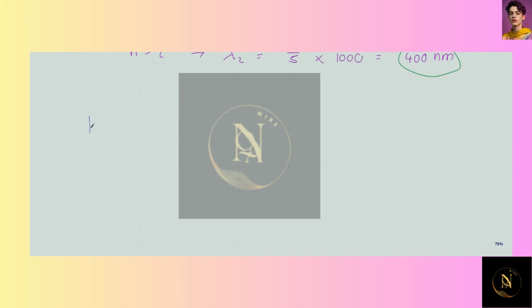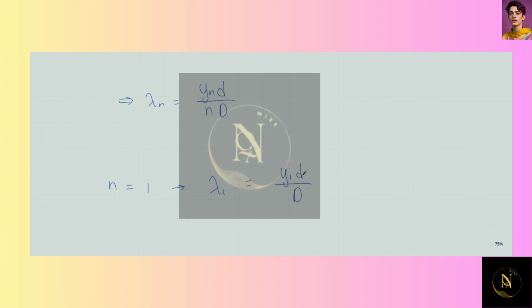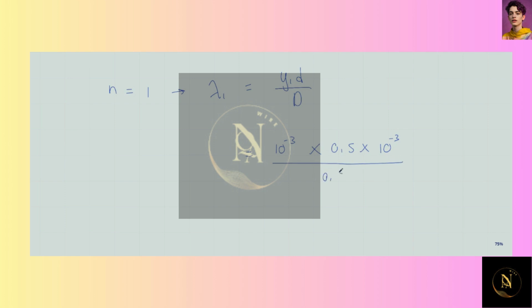Next, for part B, for a strong intensity or bright fringes at the hole, we want y_n to be n lambda_n times capital D divided by little d, which means that the wavelength lambda_n is equal to y_n times little d over n times capital D. And so if we let n equal to 1, we get lambda_1 to be y_1 times d over capital D. Putting in our values, this is 10 to the minus 3 times 0.5 times 10 to the minus 3 over 0.5, which gives an answer of 10 to the minus 6 meters, which is 1000 nanometers.